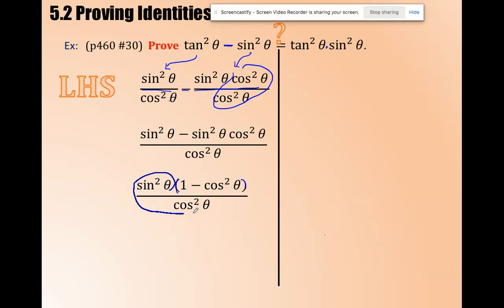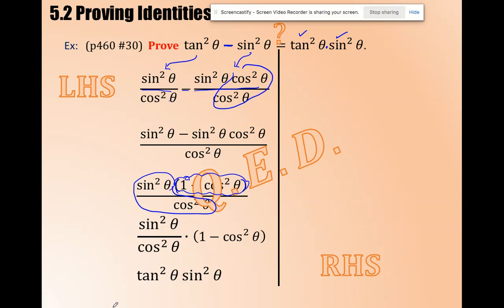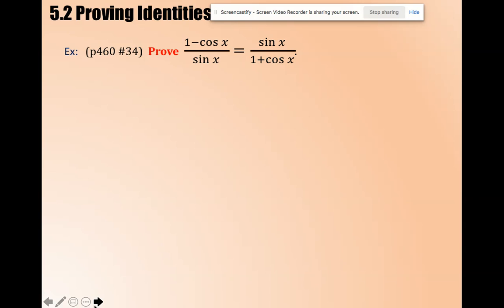Well, what is sine squared over cosine squared? Oh, snap. And what's 1 minus cosine squared? Oh, snap. I think I'm done. I matched the right-hand side. QED. Done, baby. I feel so accomplished when I'm done with these. I don't know about you, but I think you will feel the same. Or maybe not. Let's do another one.